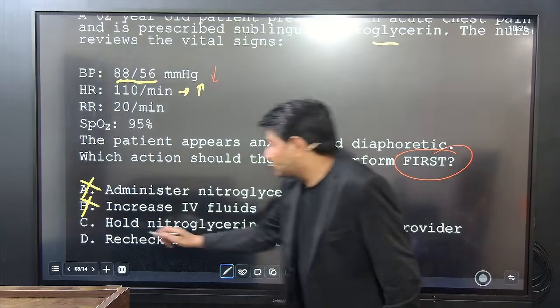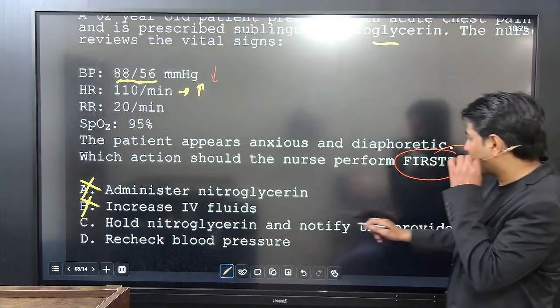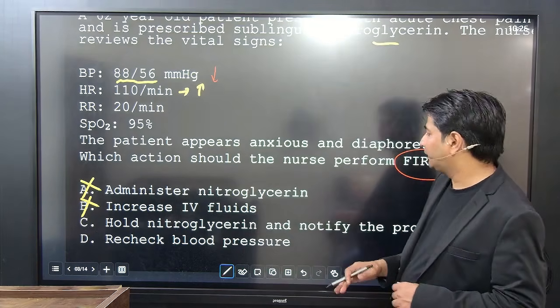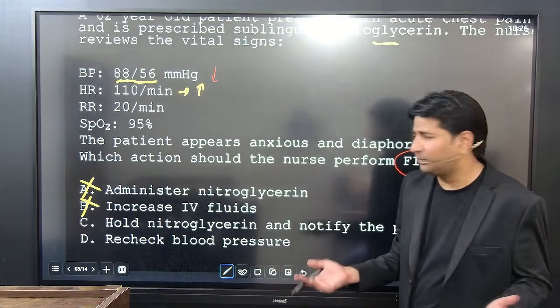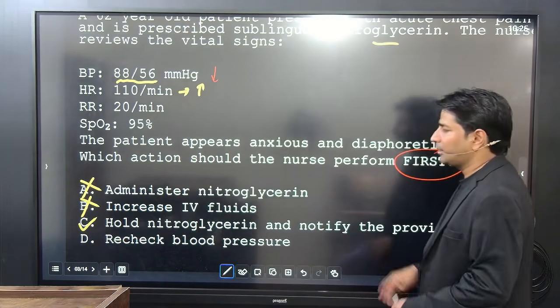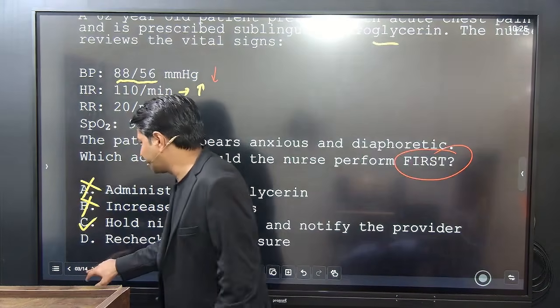Next, hold the nitroglycerin and notify the provider. Yes, we must withhold the nitroglycerin and inform the doctor so they can find an alternative treatment. So the correct answer here would be this. Rechecking the blood pressure just means you're delaying the next step.